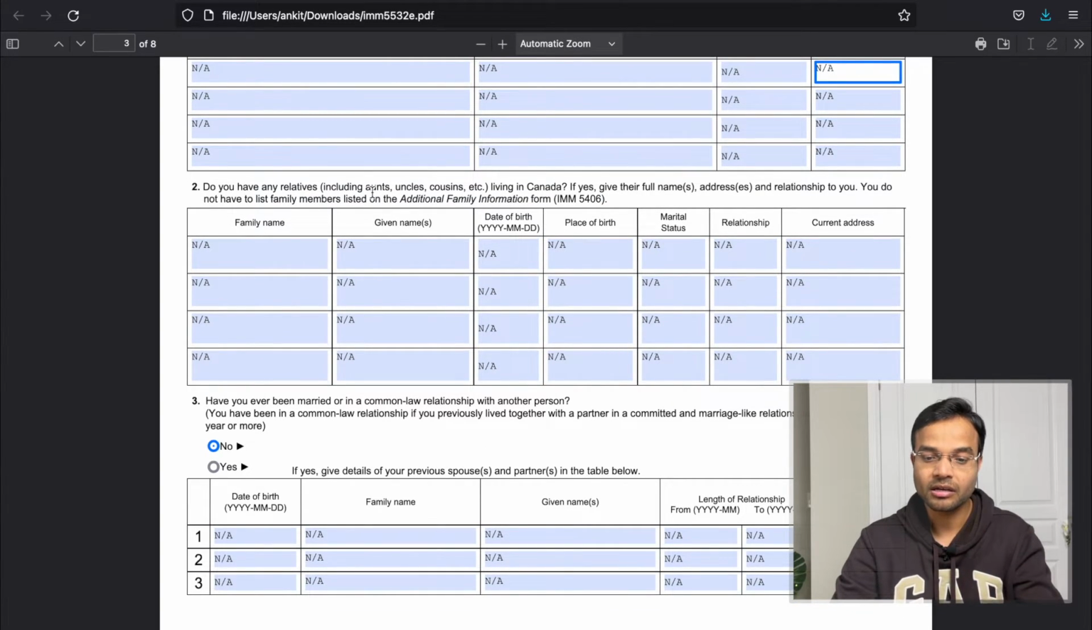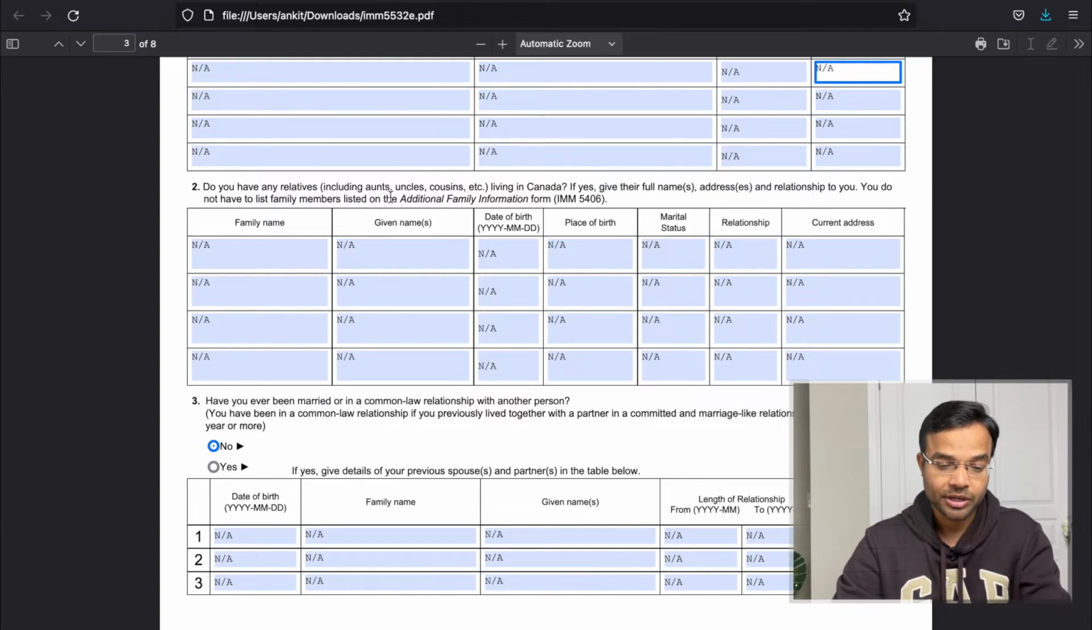It could be aunts, uncles, cousins living in Canada. If yes, give their full name, addresses and the relationship to you. In our case, we did not have a lot of relatives, but there were a few people who we know are very distantly related to us, but we never had any contact with them, nor did our parents. So we decided not to list them because it would unnecessarily ask for the date of birth, the place of birth, and we do not know any of that. So we ended up writing not applicable. If you have any close aunts, cousins living in Canada, you may want to add their name.